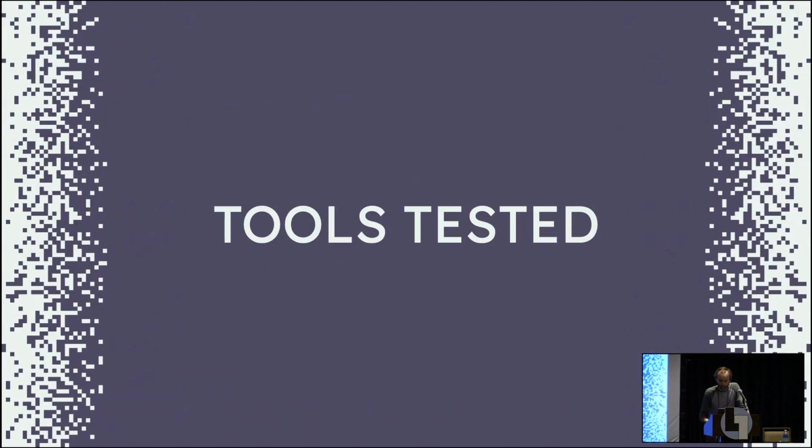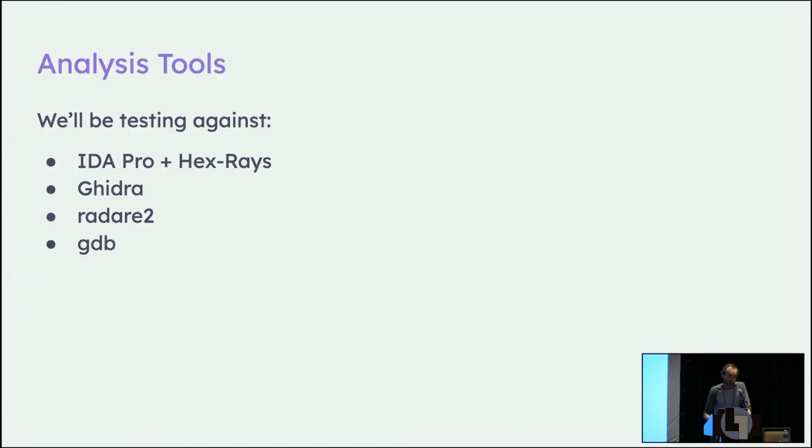First off, I just want to talk about what tools I've been testing against. That's going to be IDA Pro and Hex-Rays decompiler, Ghidra and its decompiler, and Radare2, which I'm just going to call R2 because I can't roll my R's, which doesn't have a decompiler of its own, so we're mostly talking about its static analysis capabilities. And when we start talking about debugging and dynamic analysis, we'll throw GDB in as well.